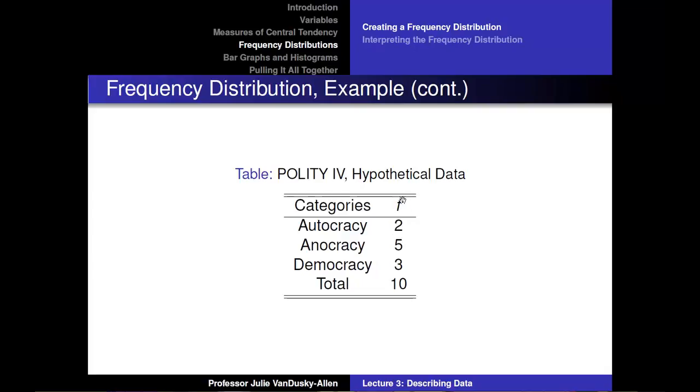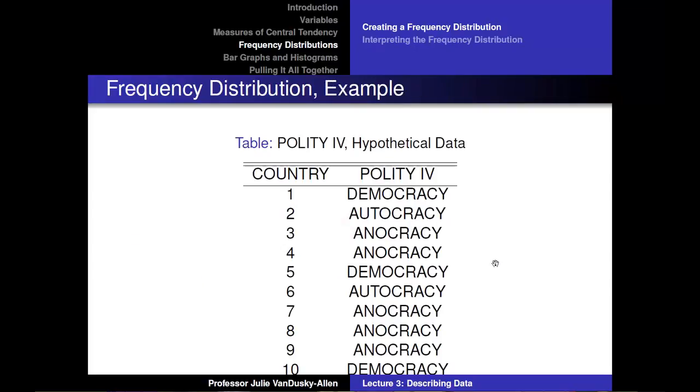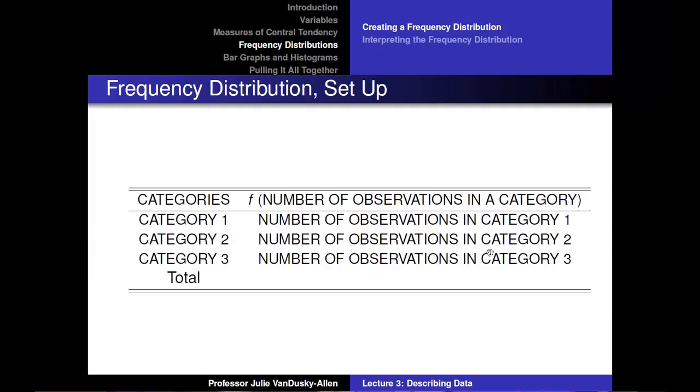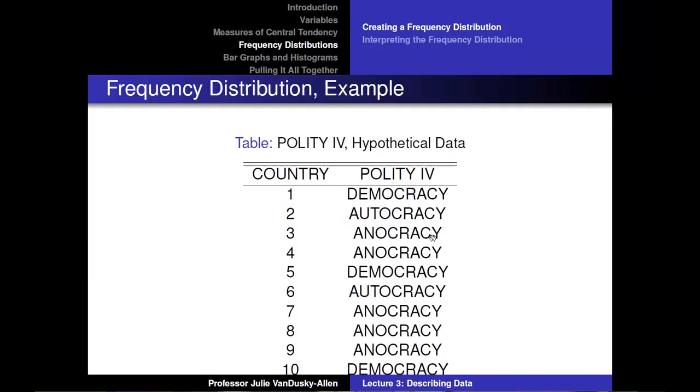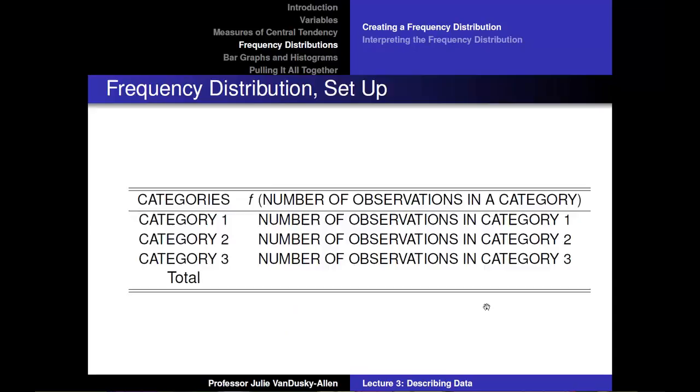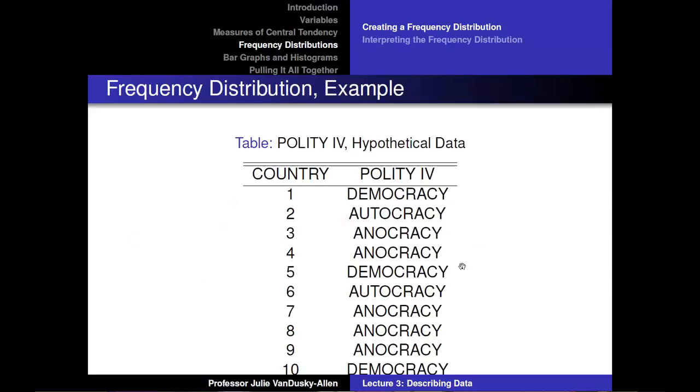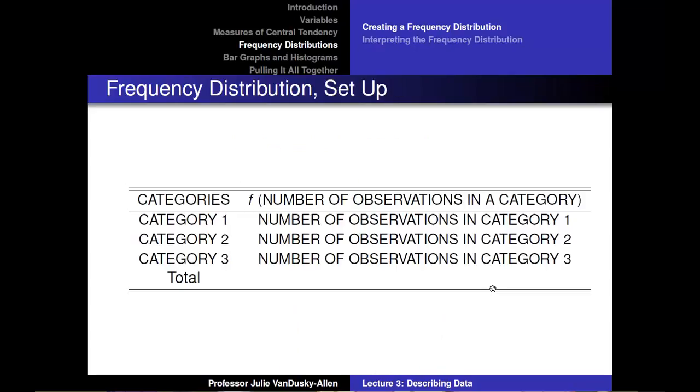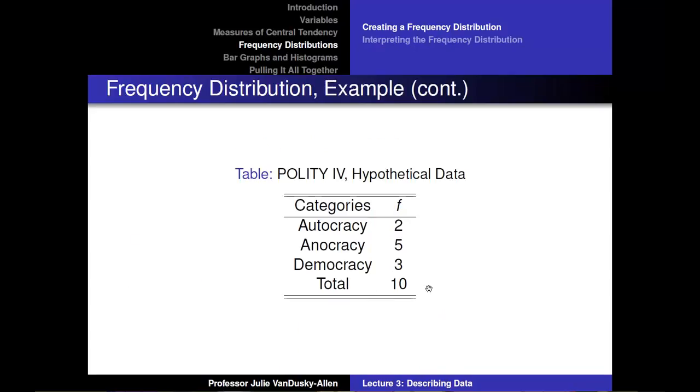In the second column, you write the letter F as the column title. Then you write the number of observations in each category and add the total number of observations at the bottom. As you can see, there are 2 autocracies, 5 anocracies, and 3 democracies, for a total of 10 observations, which you write at the bottom here.